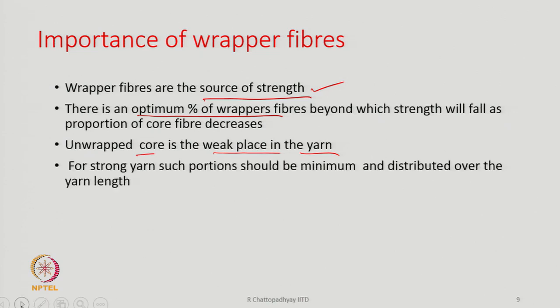For strong yarn, such portions should be minimum and distributed over the entire yarn length. So, they are similar to weak places, and their numbers or their frequencies should be minimum, and if at all there, they should be distributed over the long length of the yarn. They should not appear one after the other successively. In that case, that part of the yarn is going to fail at a much lesser load.